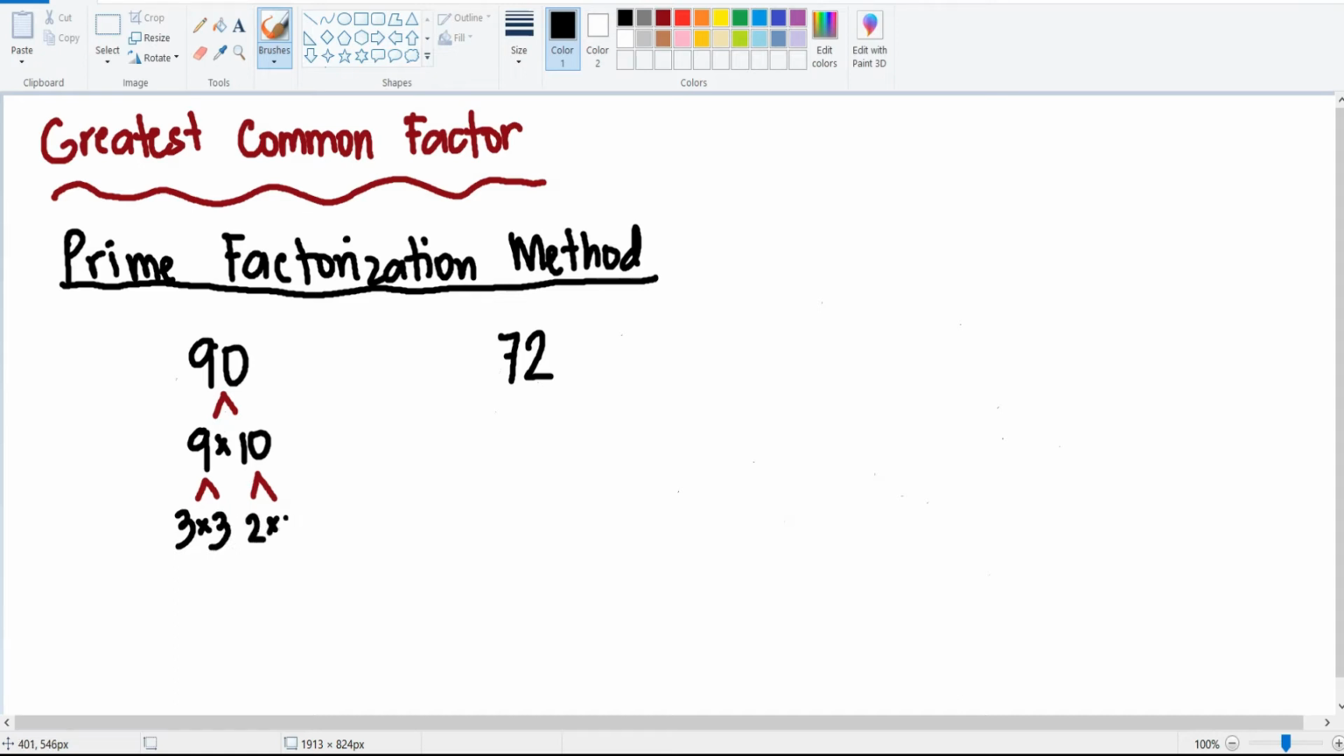Now we're done with 90. Let's go with 72. 72 has two factors. We have 9 times 8.